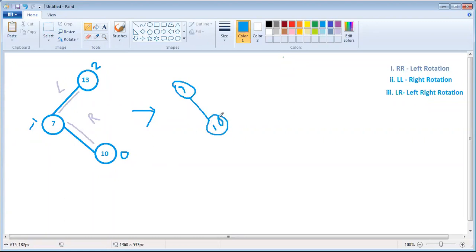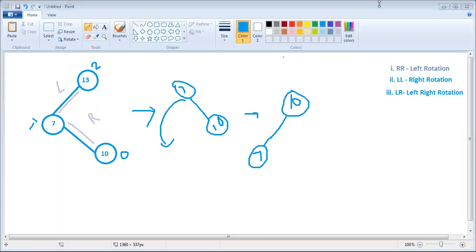Okay, what do I have to do? If this is the right branch, I have to do left rotation. How can I do it? I'm just rotating this node left. So what will happen? 10 will become the root node, since I am pulling it to the left side, and 7 will come here. Understood? Yes, ma'am. Sachin, you understood? Yes, ma'am. Guys, others understood? Yes, ma'am.